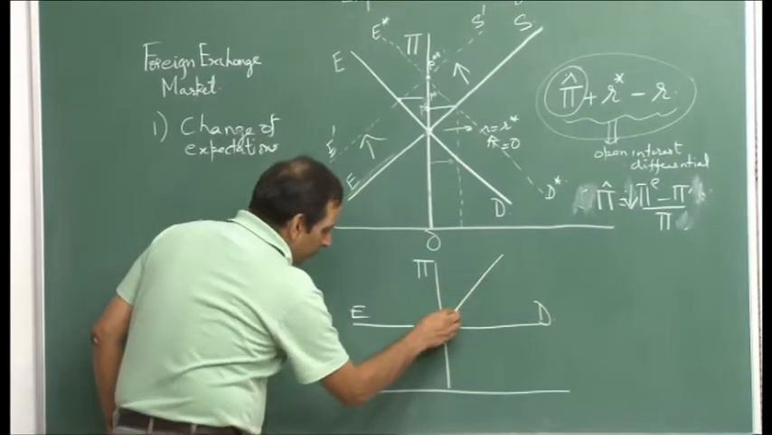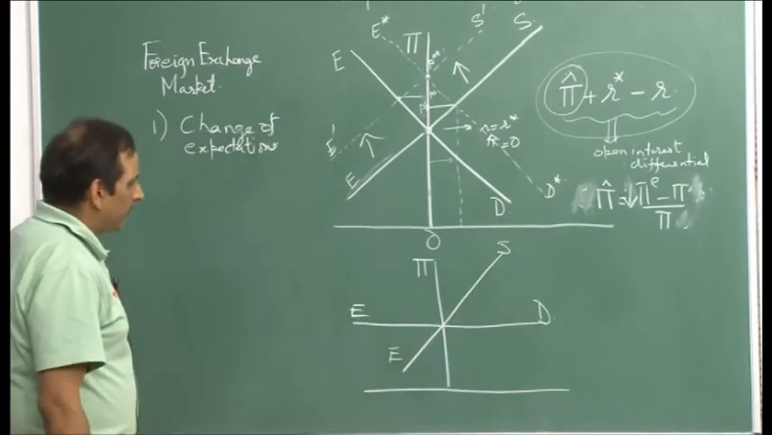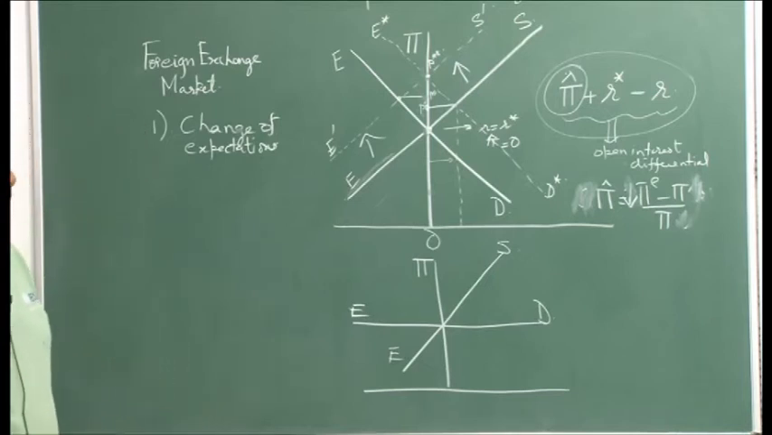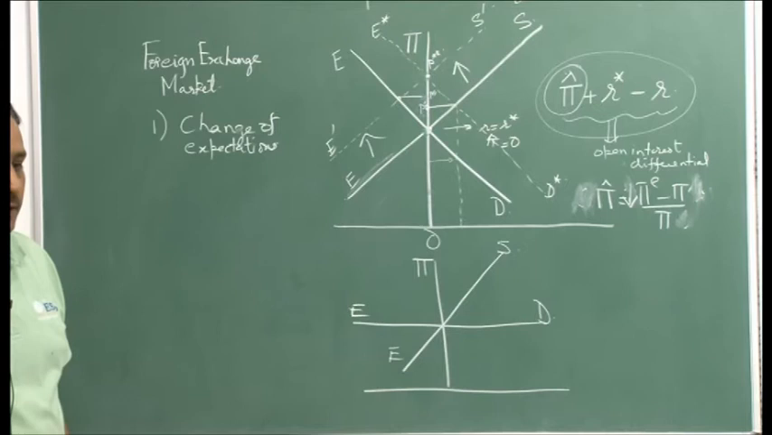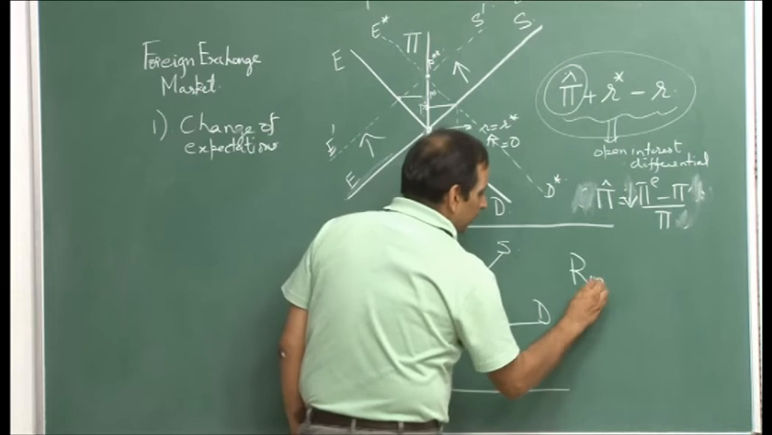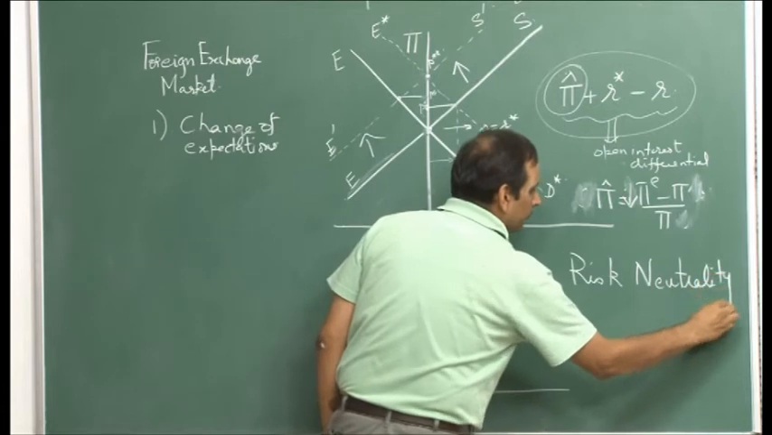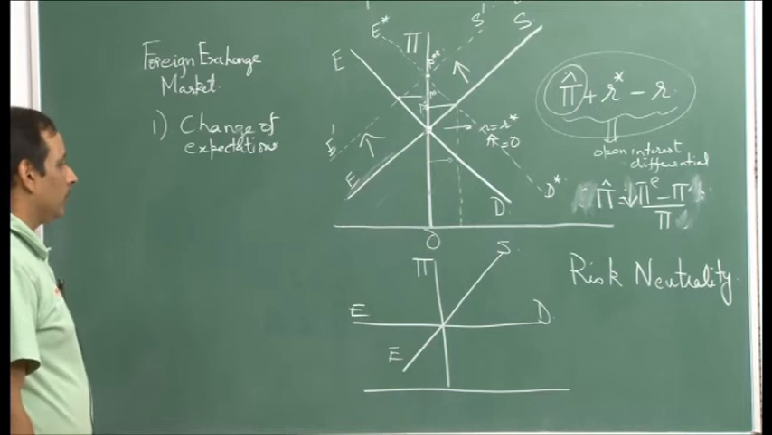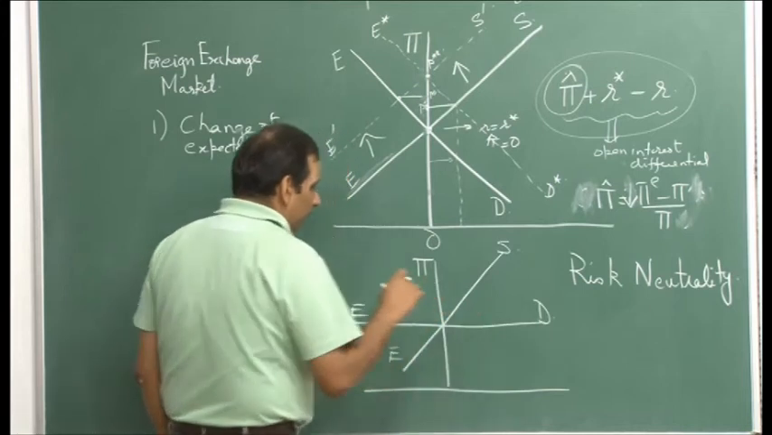And you have the upward sloping ES curve, which is the excess supply curve. It is upward sloping because the Marshall-Lerner condition holds. If there is an increase in pi, it would lead to an improvement in the current account surplus, because the ML condition holds. So this is a case of risk neutrality, where the ED curve is perfectly horizontal.